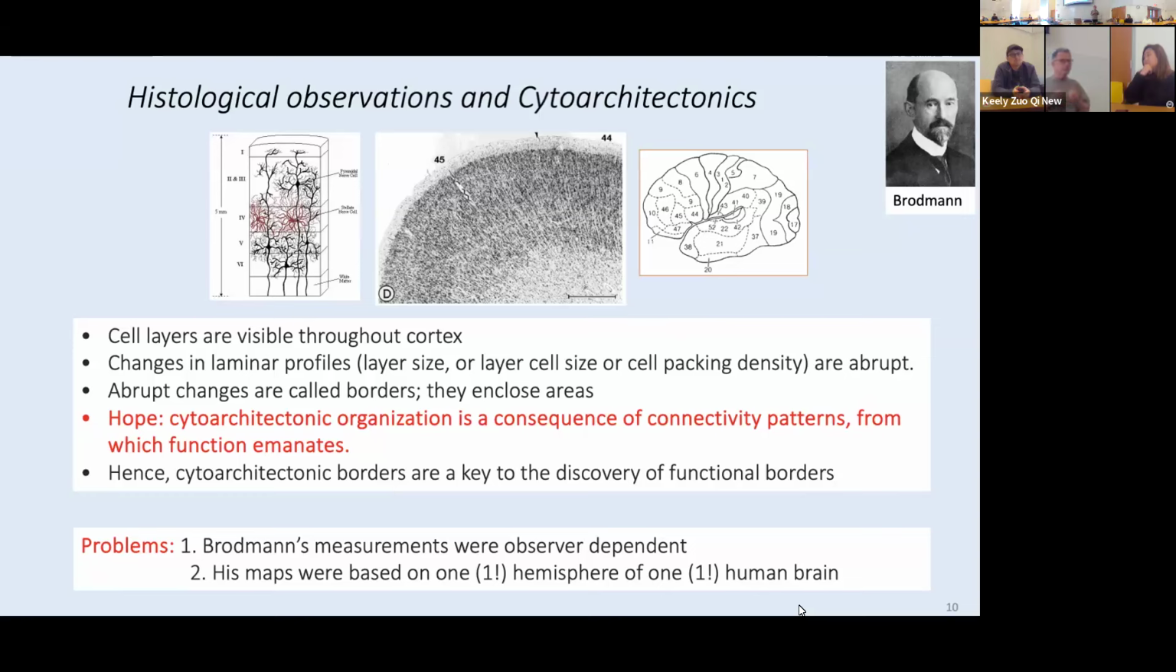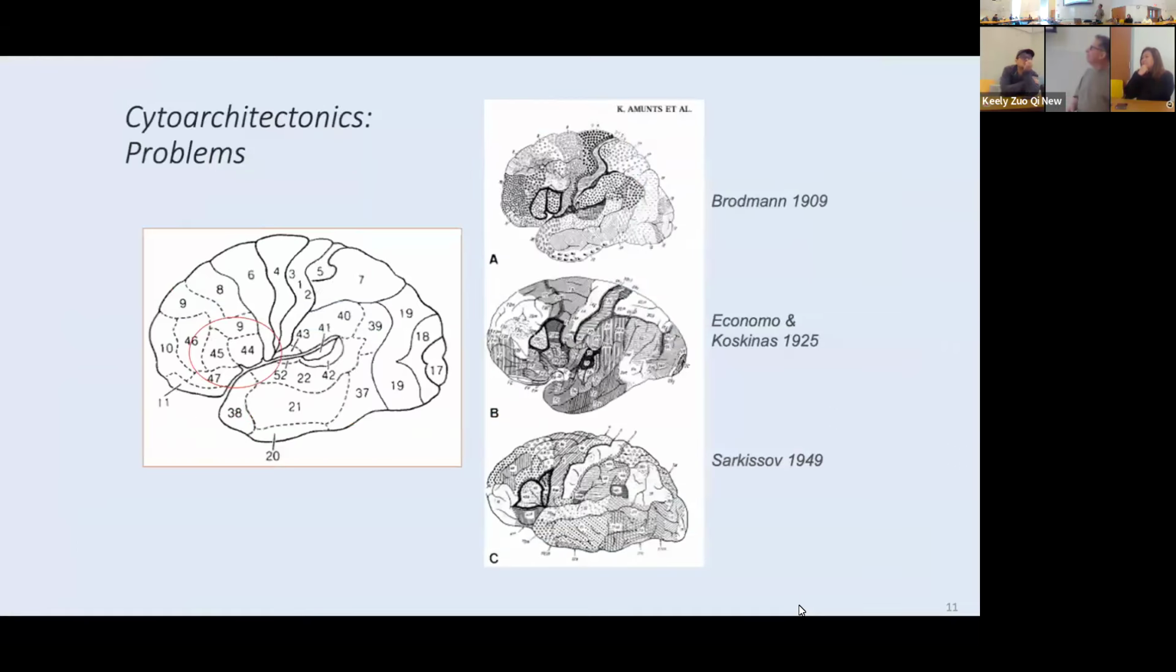Because of that, there was no concept of individual variation. Now, I started out by emphasizing individual variation, so let's see what you do with it. I'm not even talking about the fact that it was observer dependent. So we have to get a little better.